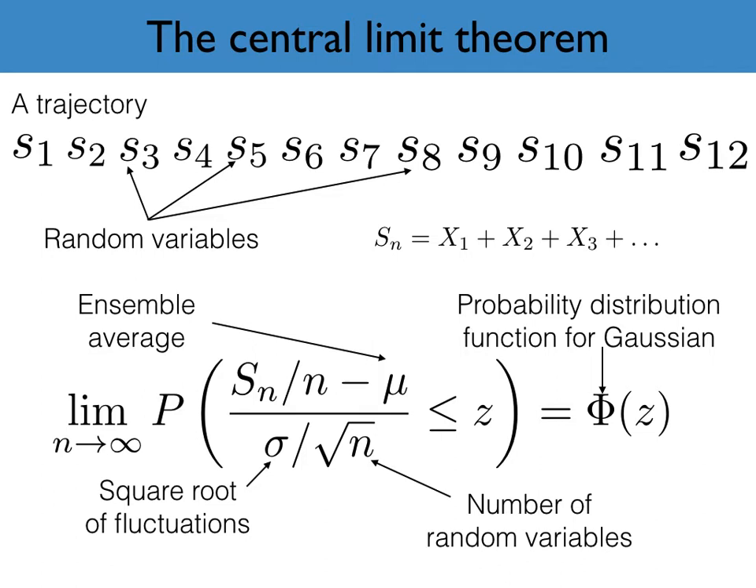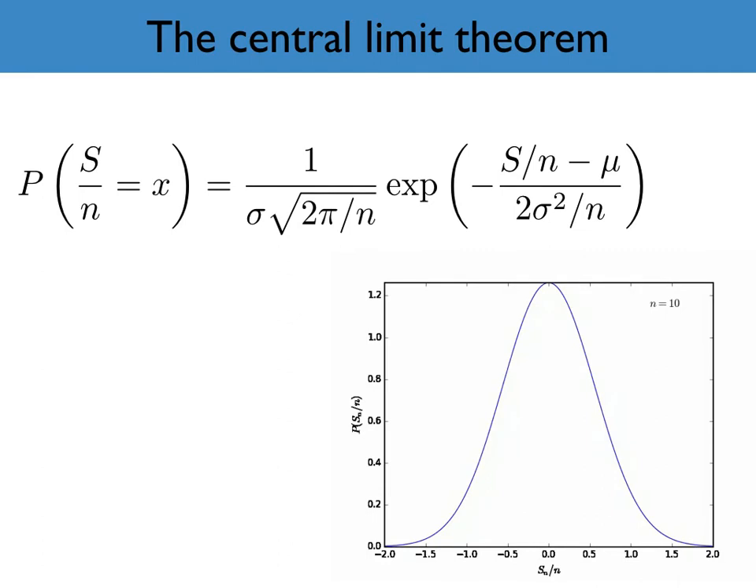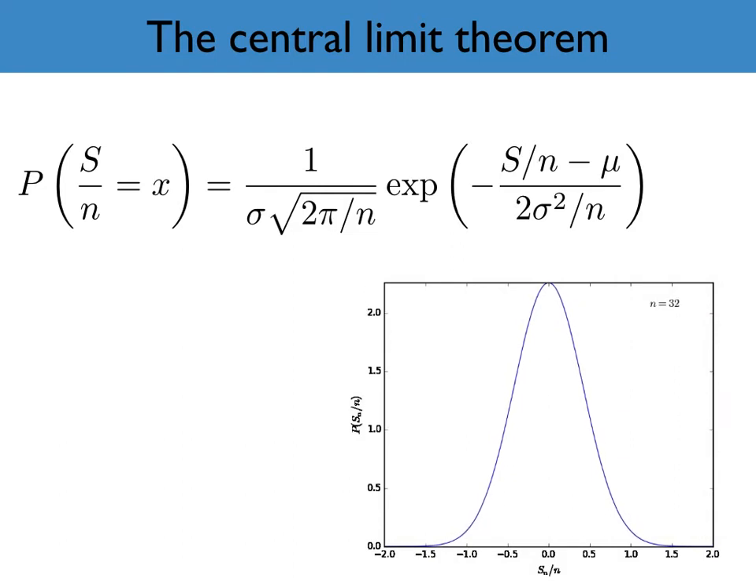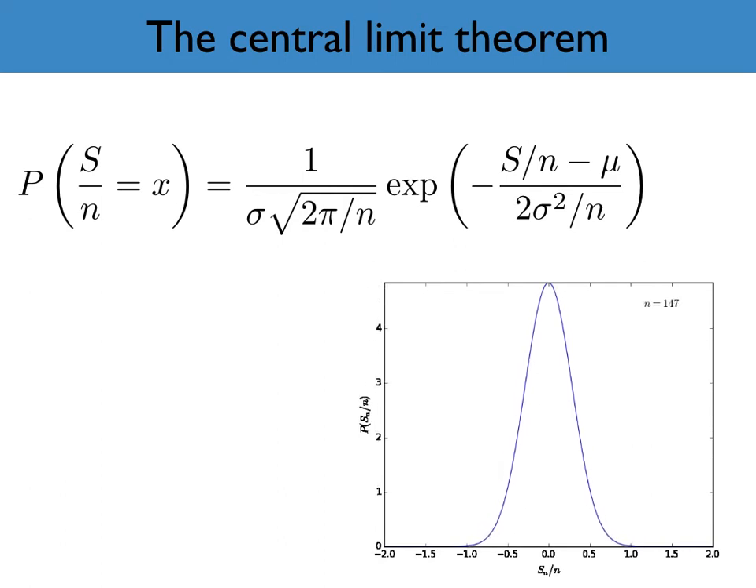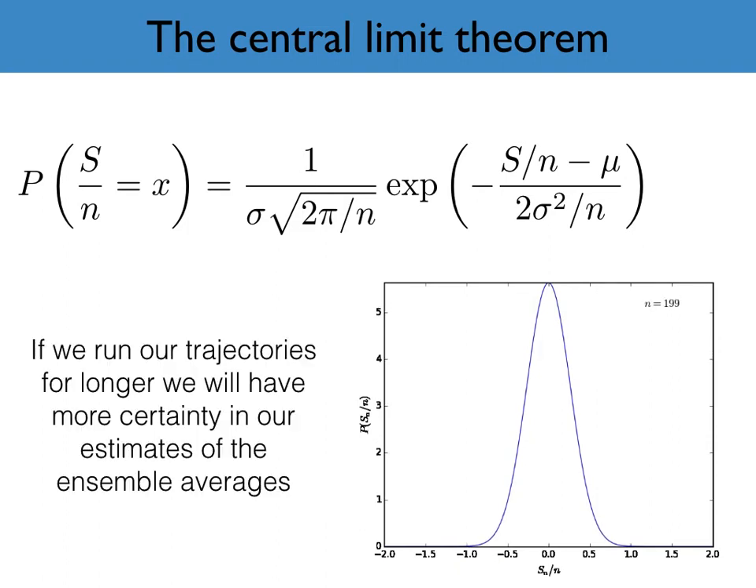Things get even better when we rewrite the central limit theorem in terms of the probability distribution density function for S over N rather than the cumulative probability distribution function for S over N as we've done here. When we rewrite the central limit theorem in this way, we find the following. This function is shown plotted in the graph here. As you can see, the variance of this Gaussian is equal to sigma squared over n. So, as we increase the number of samples we take, as we increase the length of our trajectory, we see that we have greater confidence in the estimate that we get for the true expectation by taking S over N. In other words, if we run our trajectories for longer, we get better information about the underlying expectations and the ensemble averages.